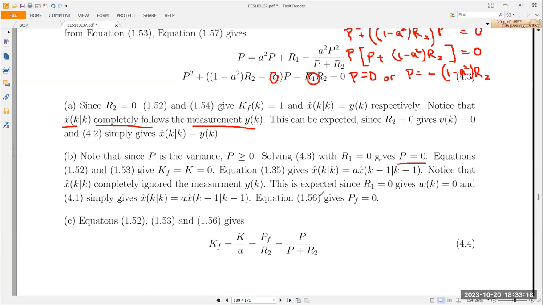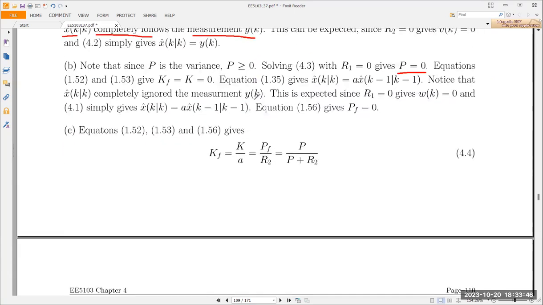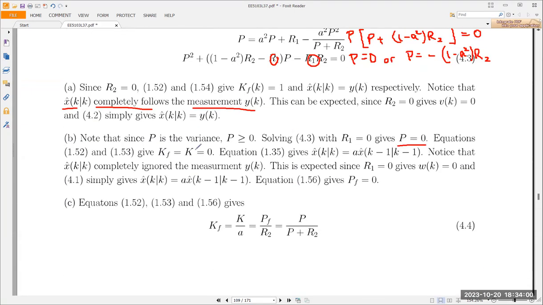And I say, oh, the interpretation is that this is expected. All right, because this is what the model says. All right, you look at the model. If there's 0 noise here, then the next estimate is A times the previous estimate. You just follow the model. All right, tonight your temperature is the same as last night temperature. All right, that's what the model say. Okay. If A is 1, then tonight's temperature is equal to last night temperature. If A is 0.9, then tonight's temperature is 0.9 of last night temperature. It depends on A. But it basically just follow the model. So that's part B. It's expected because R1 is 0, which means your model is perfect.